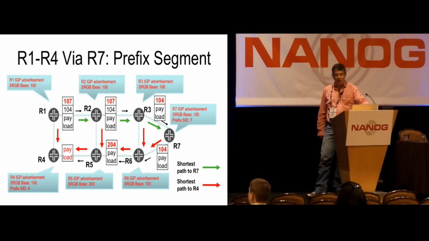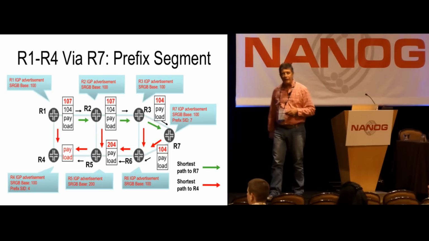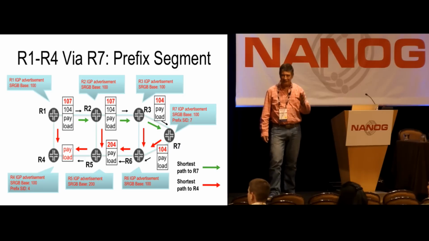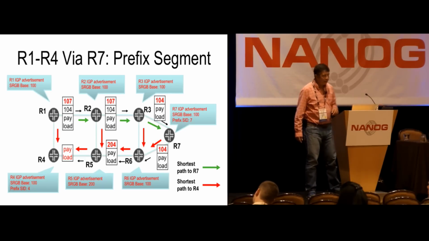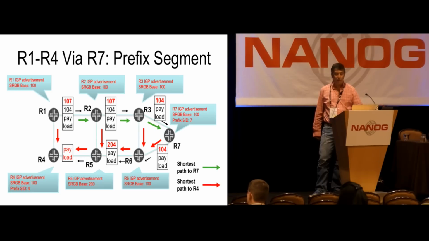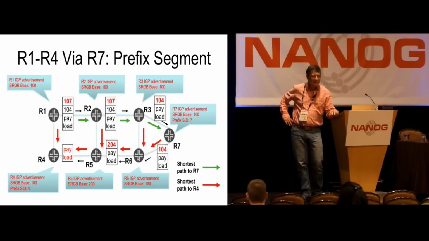There's also something a little interesting. Take a look at the SRGB bases. Everybody is announcing 100 as their SRGB base, except for who? R5. R5 advertises 200, so you're going to see a little jitteriness around R5. Okay, so let's talk about R1. It's going to push 2 labels on the label stack. The innermost one is the one that gets him from 7 to 4. How does he calculate that 104? Well, who advertised SID 4? R4.